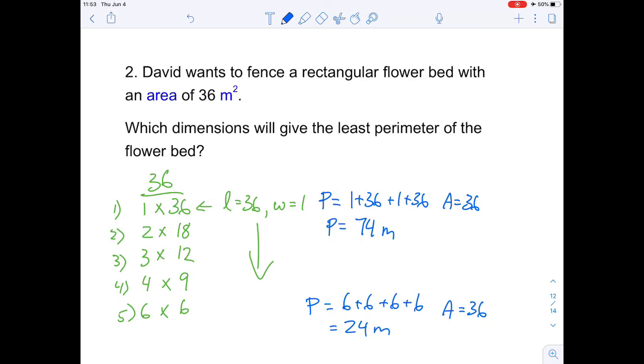The one that's the long and skinny one, which would be this one, width of 1, length of 36, will always get you the greater perimeter. And this one is exactly a square because it's 6 by 6. So the long and skinny one will always give you the longest perimeter. And the one that's closest to a square, or exactly a square, will get you the shortest perimeter.